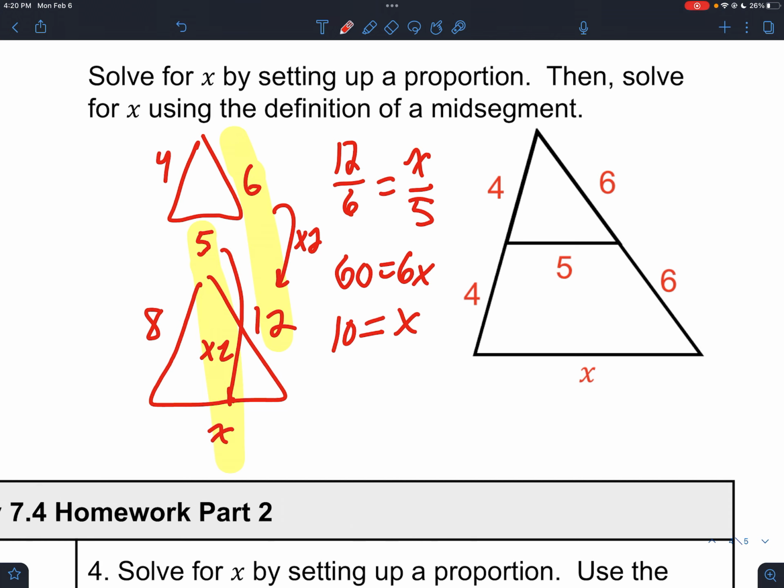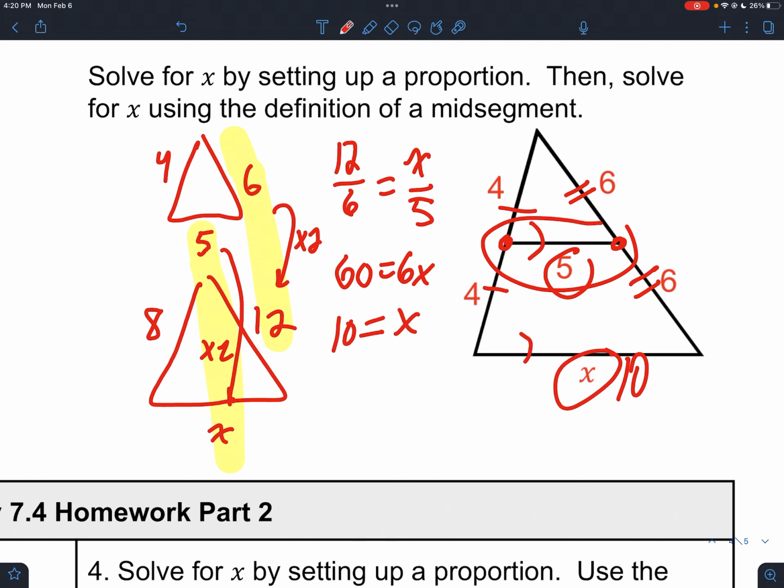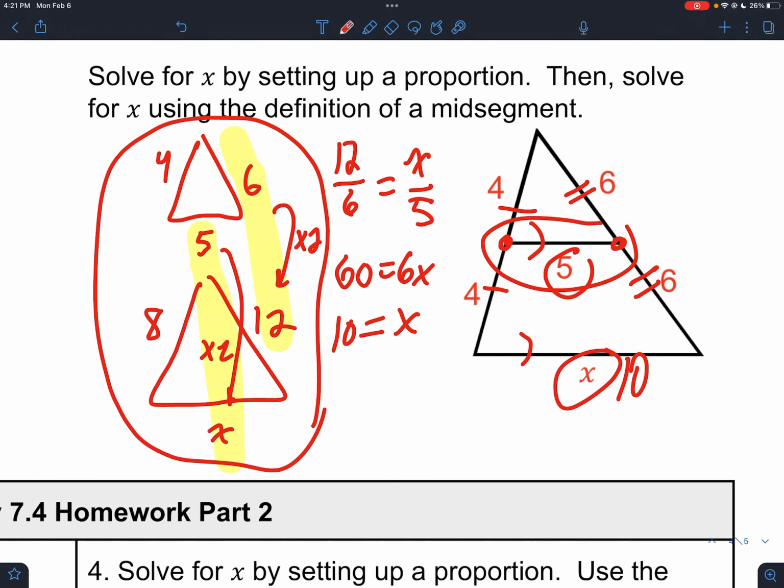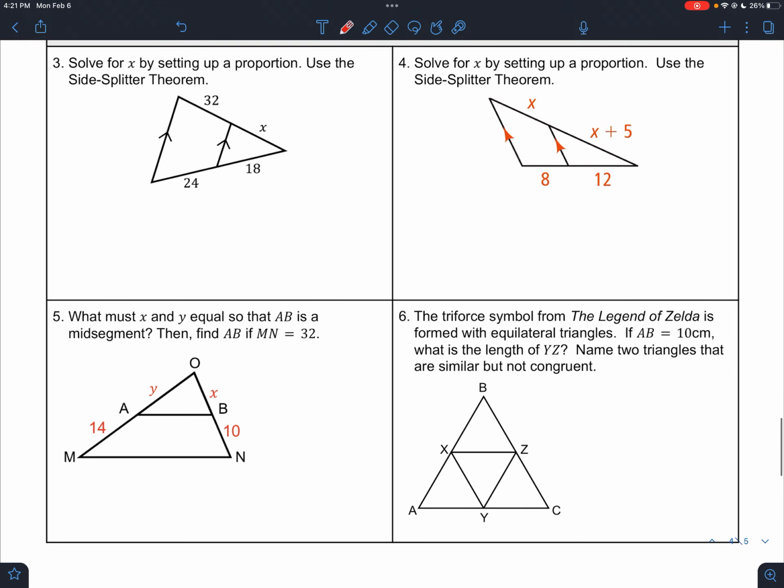Or you could notice, hey, this is a scale factor of 2, so I better double this. Or you could say, hey, 5 is the length of the midsegment because these two lengths are equal. And a midsegment is half of the length of its parallel side, so this is 10. So three different ways why that can be 10. But if you were told that 5 is a midsegment, you can say x right away is just 10. It's just double, because that's the scale factor between the pictures.